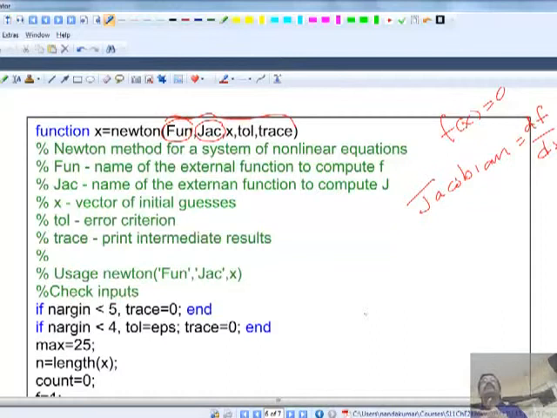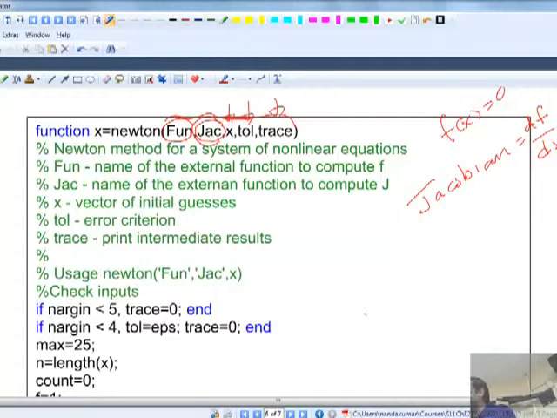What would be the third one? A guess. The fourth one is your error criterion. The fifth one is printing out at every iteration, a trace option that you want to put in. Okay. So we are basically taking the previous algorithm and changing a few things. The most important change is the ability to calculate the derivative. You need to write a function for that.